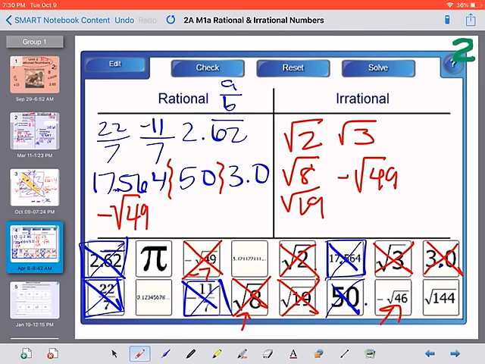That's irrational. Square root of 144. This one is really 12 times 12. So our square root of 144 is just 12, so that is a rational number. It makes sense. Square root of 144 is 12.